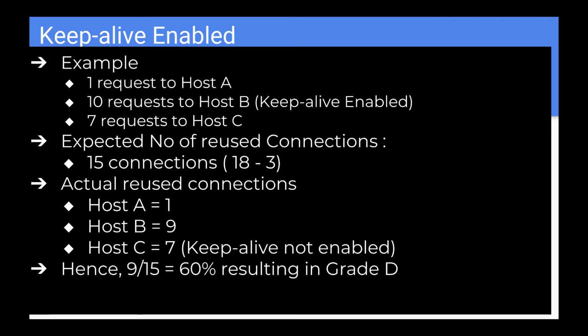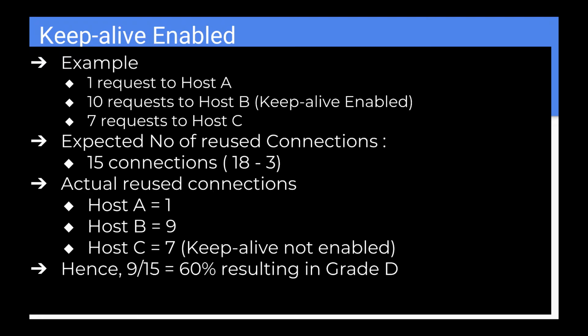Take an example of a page load which interacts with 3 hosts. From host A, we make 1 request. For host B, we make 10 requests. And for host C, we make 7 requests. Host B is the only host that has Keep Alive enabled. In this case, the expected number of reused connections can be expressed as the total number of requests less 1 initial connection per host. That would make 15 reused connections.